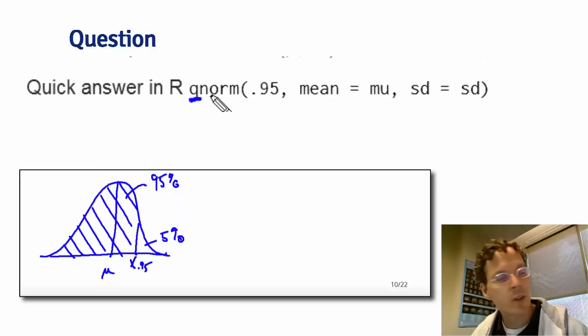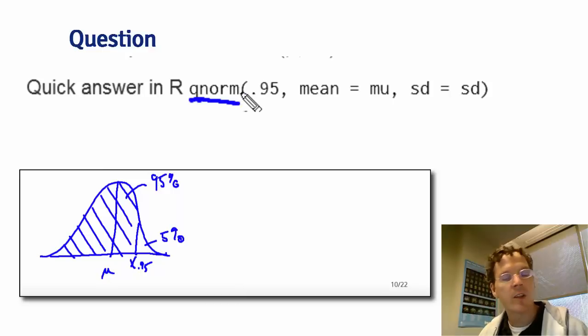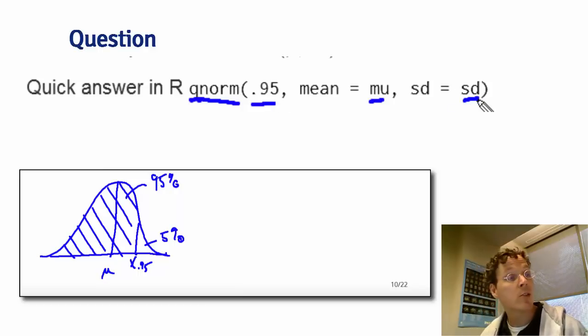The easy answer is to use the Q qualifier for the density in R, in this case qnorm, and the quantile that we want, 0.95, and make sure we plug in the mean, mu, and the standard deviation that we want. The square root of sigma squared, make sure you plug in the standard deviation and not the variance.